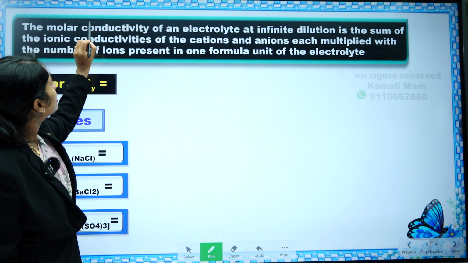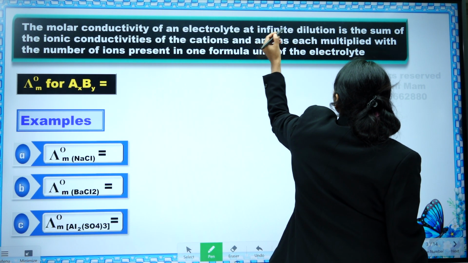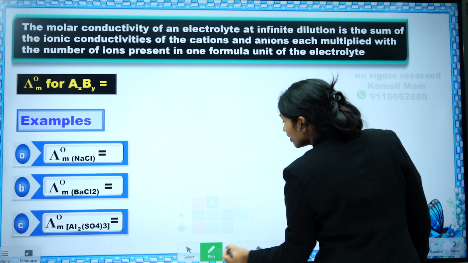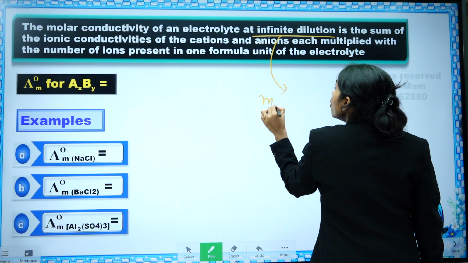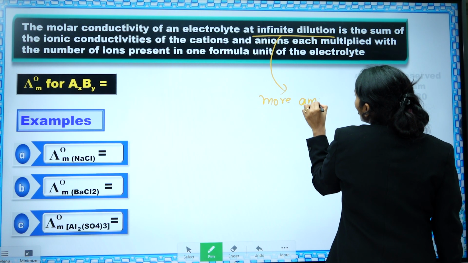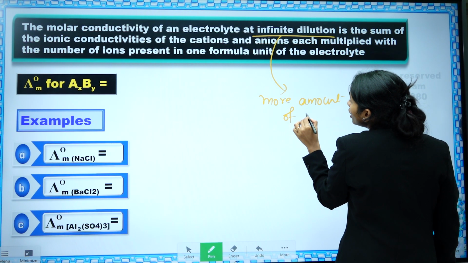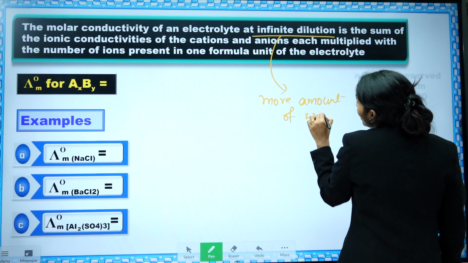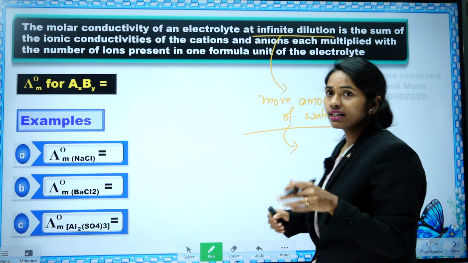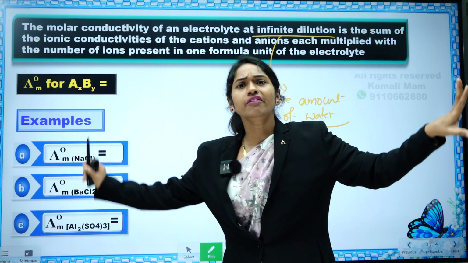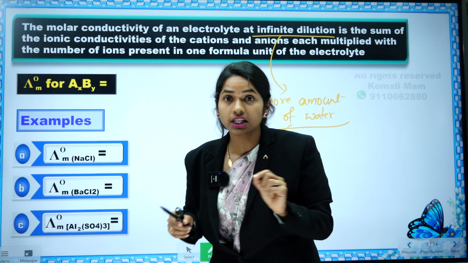See the definition: the molar conductivity of an electrolyte at infinite dilution. What is the meaning of infinite dilution? Infinite dilution means you added more amount of water, adding in such a way that the concentration tends to almost zero, or you can say the ions are moving very freely. There is no force of attraction between the ions, and every ion is responsible for the conductivity.